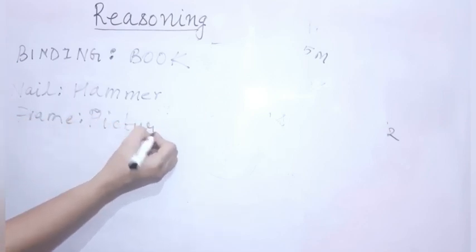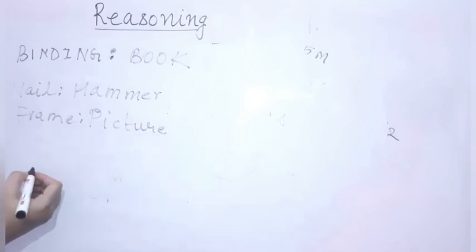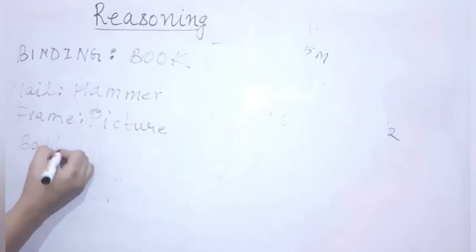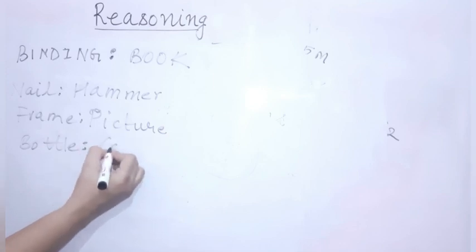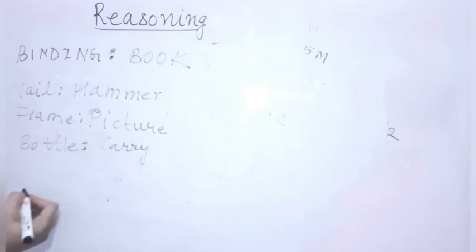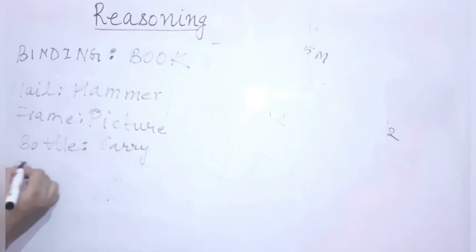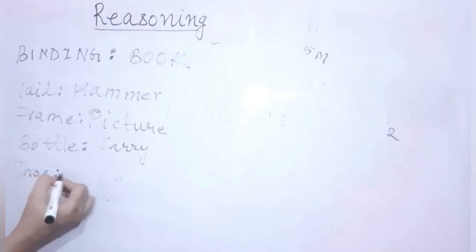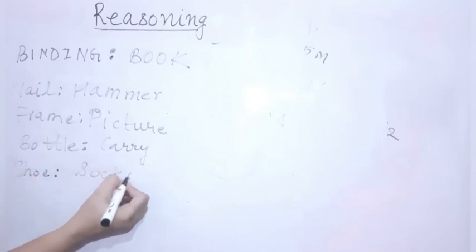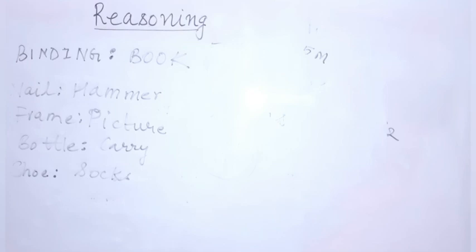The options are: nail, hammer; frame, picture; bottle, carry; and then shoe, socks. So which one is most similar to binding and book? You have to choose that option. Your time starts now. Comment down in the comment section. Kindly pause the video, students.